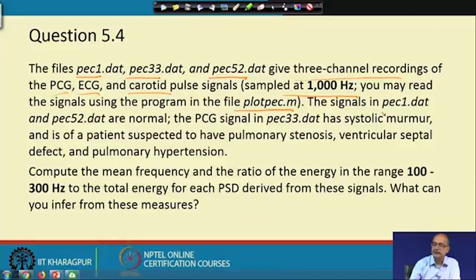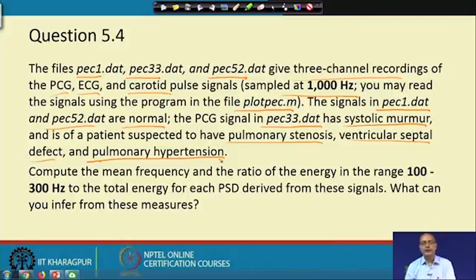The signals in pcg1.dat and pcg52.dat are normal, whereas pcg33.dat is suffering from systolic murmur, and the patient is suspected with pulmonary stenosis, ventricular septal defect and pulmonary hypertension.